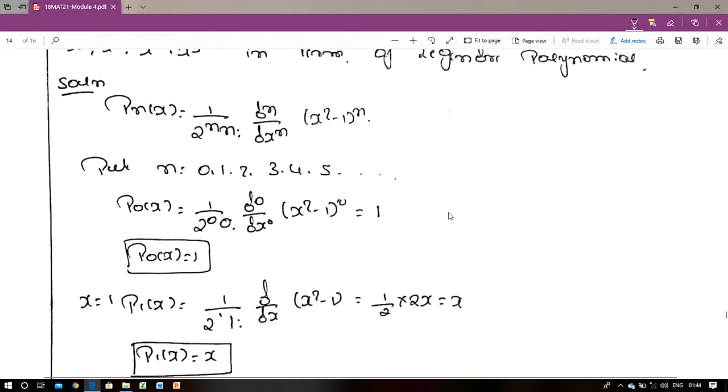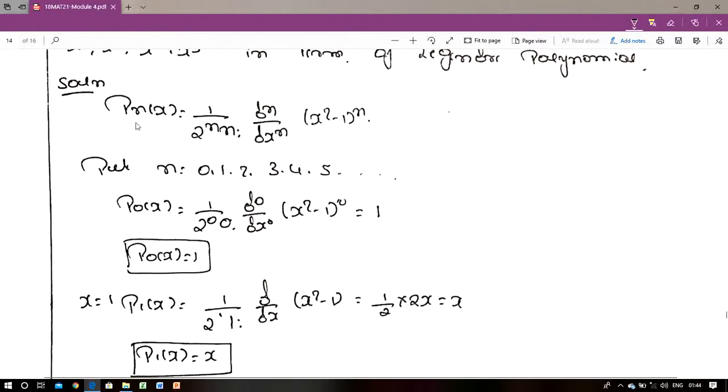So the Legendre polynomial Pn of x is in the form 1 by 2 to the power of n into n factorial, into d to the power of n by dx to the power of n of (x square minus 1) whole to the power of n. Now take n is equal to 0, 1, 2, 3 in this equation. Take n is equal to 0. We get P0 of x is 1 by 2 to the power of 0 into 0 factorial, into d to the power of 0 by dx to the power of 0 of (x square minus 1) whole to the power of 0. So anything to the power of 0 is 1, then we get P0 of x value 1.